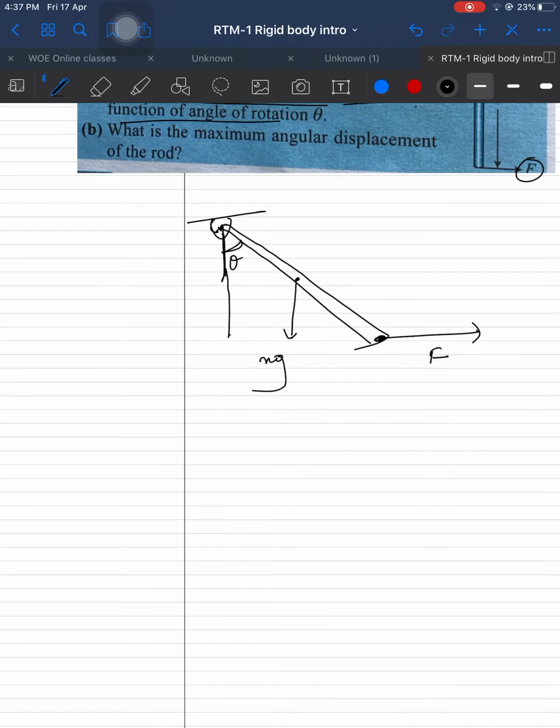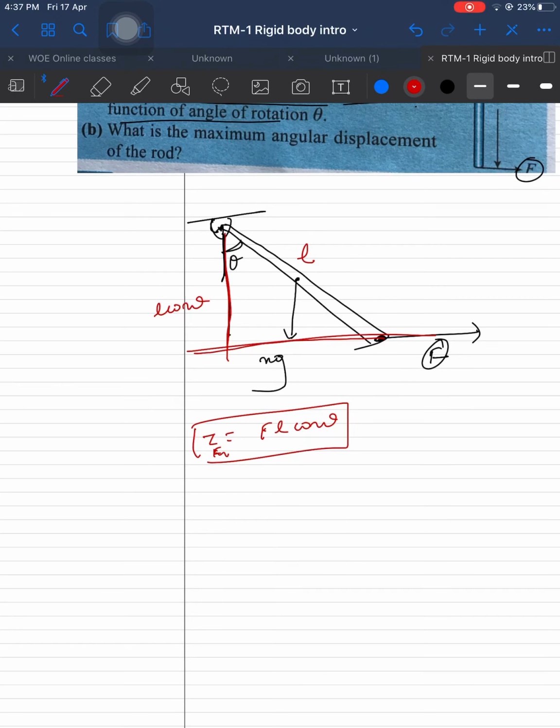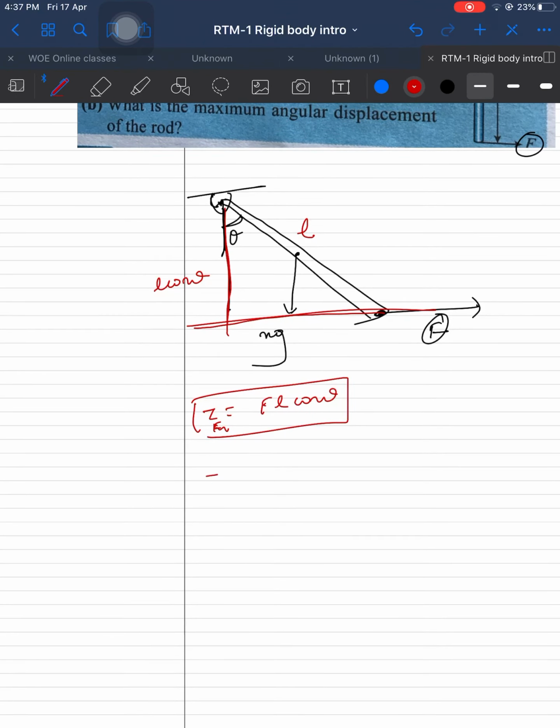See carefully. Now what is the torque due to F? Torque due to F, listen carefully, here is a distance L, and this is the force, and it is L cos theta. So torque due to F is equal to F into L cos theta, the torque due to the applied force. Next, the torque due to gravity. The gravitational force mg is acting in the downward direction, at a distance L by 2 from here to here.